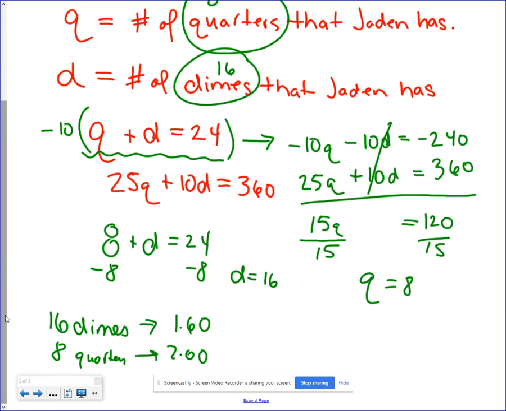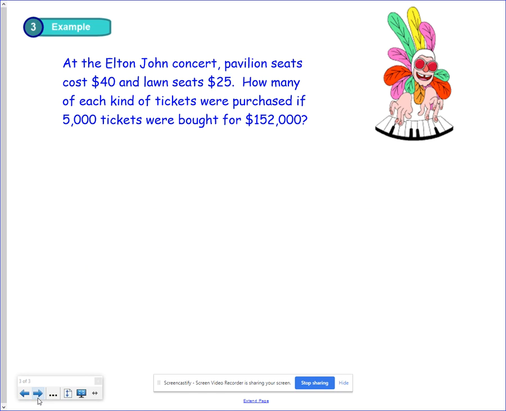All right, one last example here. I just want you to get a feel for all these different types of story problems you're going to see. All right, at the Elton John concert, pavilion seats cost $40, lawn seats $25. How many of each kind of tickets were purchased if 5,000 tickets were bought for $152,000?